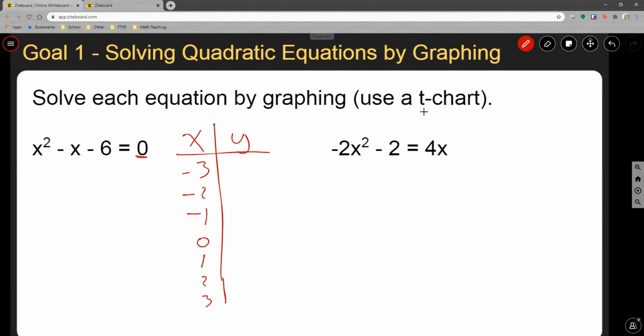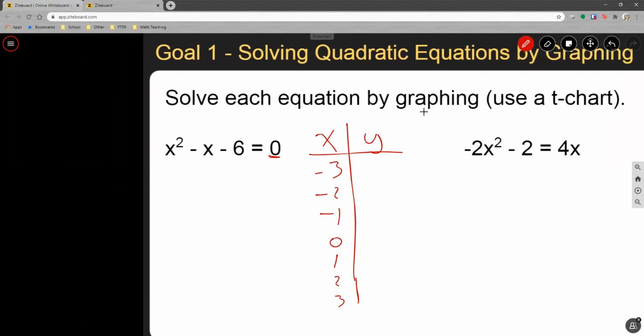Now by graphing, this is not going to be super exciting, but I can plug in -3 for x, square it, subtract -3, and subtract 6. Well, -3 squared is going to be 9, minus -3, that's going to be plus plus, so that'll give me 12. And then minus 6 is going to give me 6. So I have a -3 for my x, my y is 6. So that's definitely not a value that's going to be equal to 0. I'll try out -2 next.